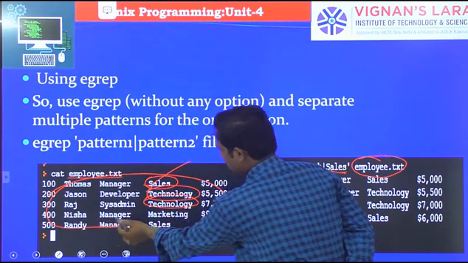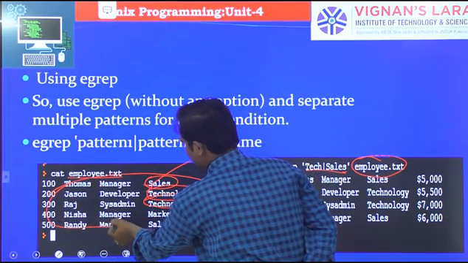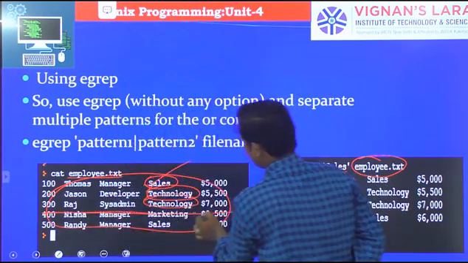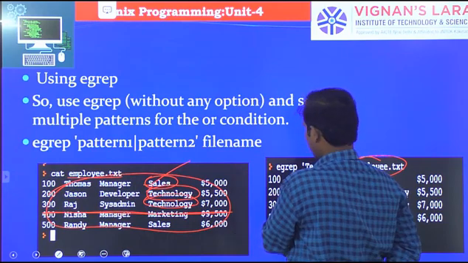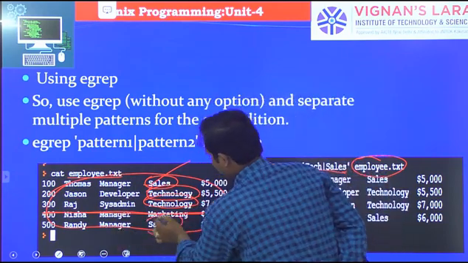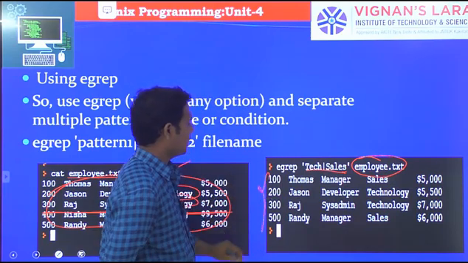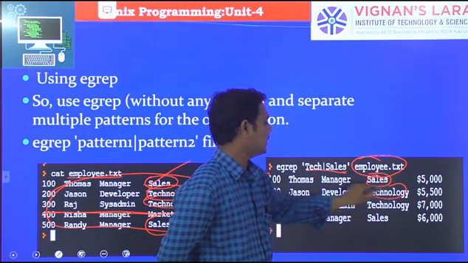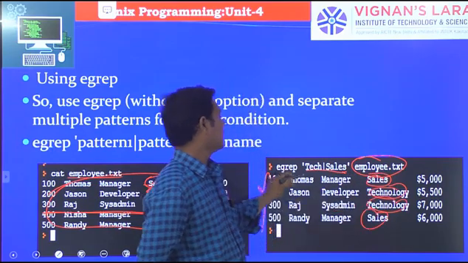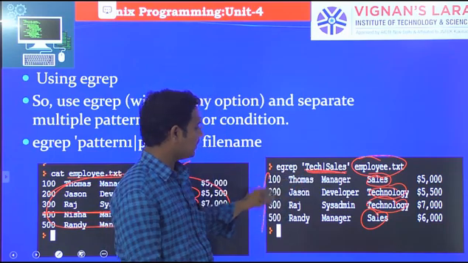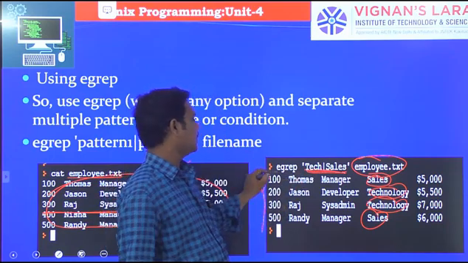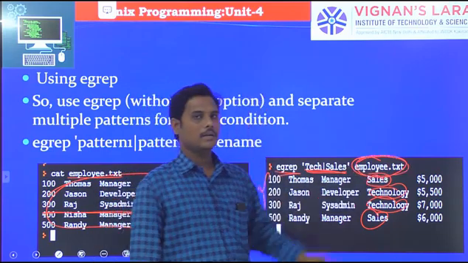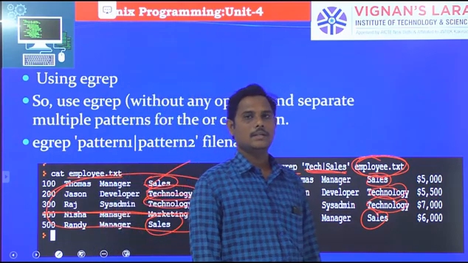In this line, 400 Nisha manager marketing, there is no match, so the pattern is not matched and that line will not be displayed. Again sales is there here. So 4 lines will be displayed: sales, technology, sales. These two patterns we want to search, and only those 4 lines are displayed using egrep on the employee file. So easily you can search using egrep.